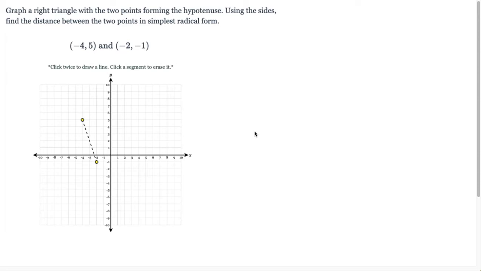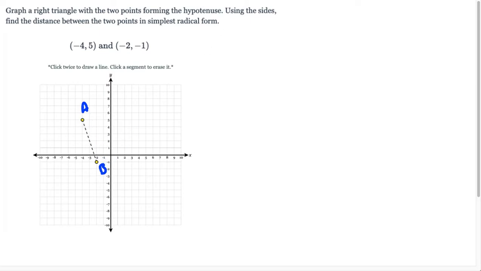All right, so before we tap right into the formula, we want to understand where it actually comes from. Say, for example, we have 2 points in the coordinate plane: (-4, 5), which is located right here. Let's call that letter A. And then let's say this is (-2, -1), and let's label that letter B, right? So let's say we wanted to find the distance between these 2 points.